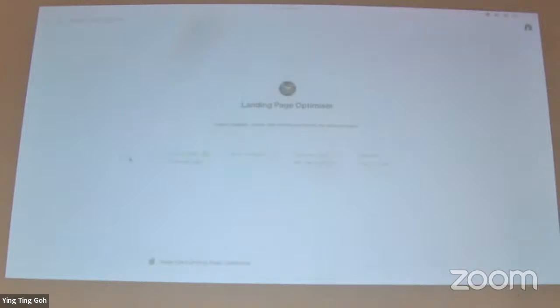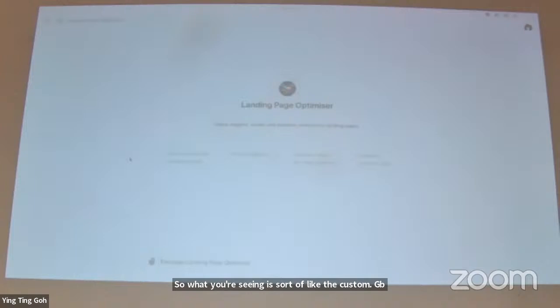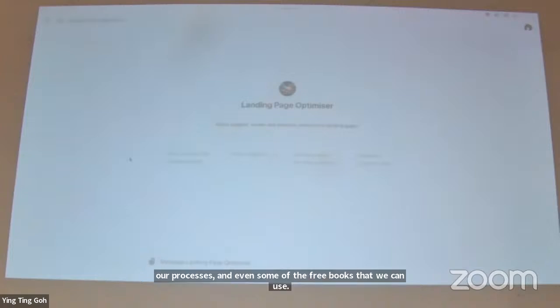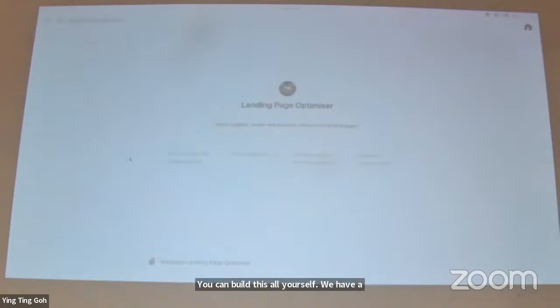So what you're seeing is the custom GPT that we built. We've taught it by feeding it the copy that we write for clients, our methodologies and our processes, and even some of the frameworks that we tend to use. You can build this all yourself. We have a separate workshop on building a custom GPT. If you're interested, you can join us and we'll share more on how to build some of these things. Very easy, very approachable, but you don't need one of these to begin with.